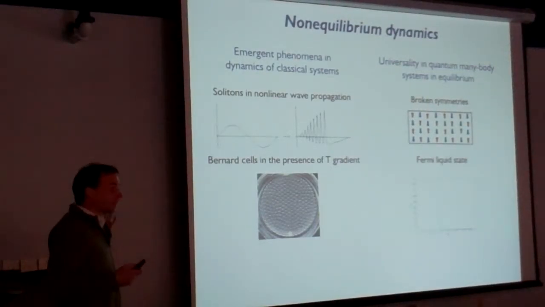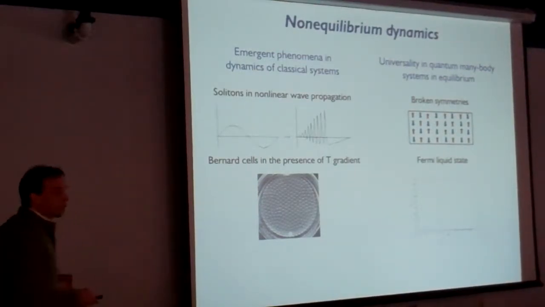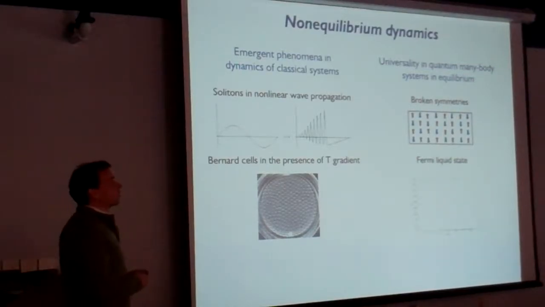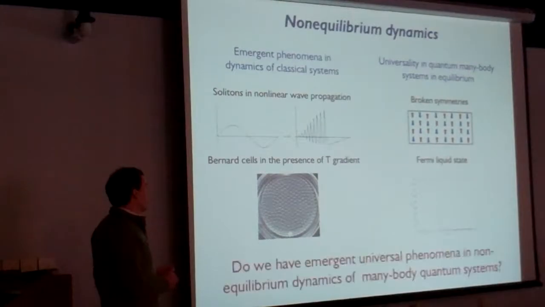And one of the major reasons is that experimentally, it just wasn't possible to study the dynamics of complex many-body quantum systems. Let me show you a few examples of how we now start to approach this non-equilibrium physics with ultra-cold atoms.